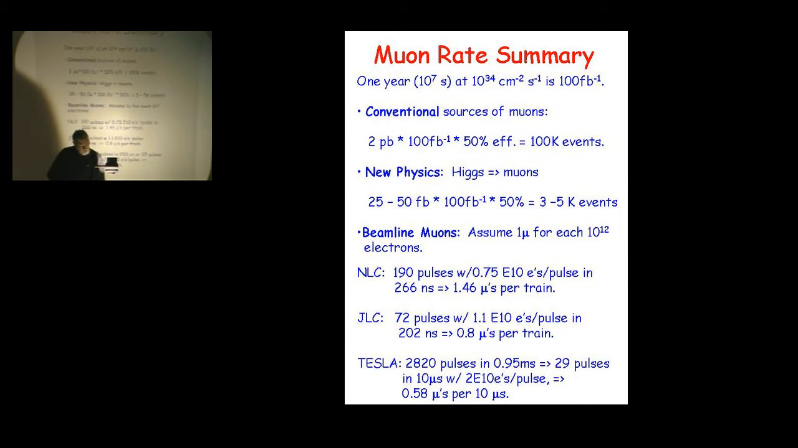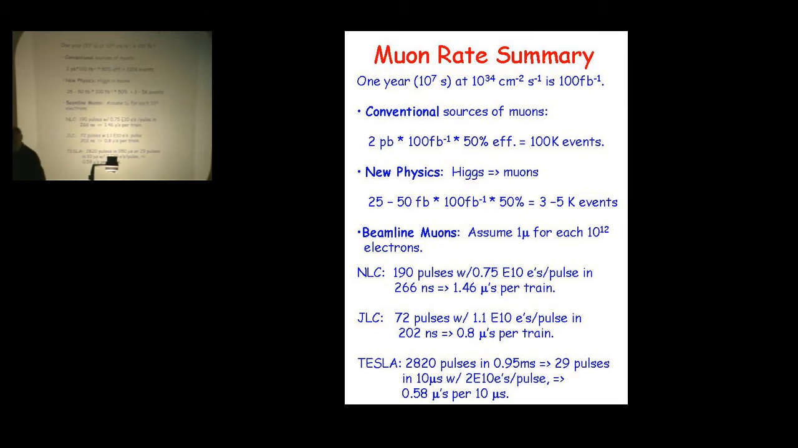on this transparency. So the muon rates from conventional sources that we've mentioned are of the order of 100,000 events for 100 inverse picobarns, a few thousand events for Higgs, which involves muons. Beamline muons, if we assume 1 mu for each 10 to the 12th electrons, then if we look at the RF structure, the NLC and at least one version of the JLC, which is the same, has 190 pulses with a rep rate of 120 hertz in the case of NLC. So that means your detectors would be sensitive to one single train, which is 266 nanoseconds long, which has 190 buckets.